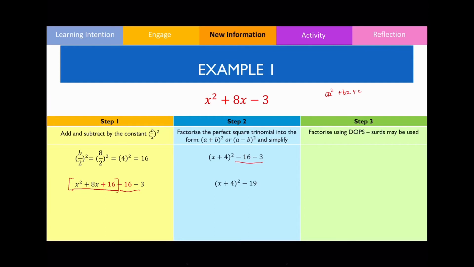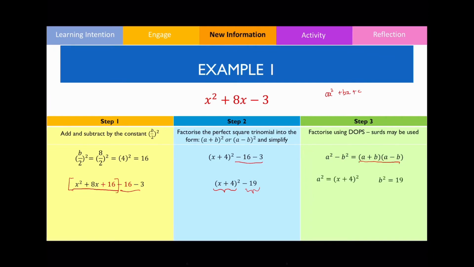Now step number 3 wants you to factorize using DOPS, the difference of perfect squares. Can you see that this over here is one example of a perfect square? This other part, although it doesn't look like it, can be rewritten as a perfect square if we use surds. I just want to jog your memory that this is what a DOPS looks like.